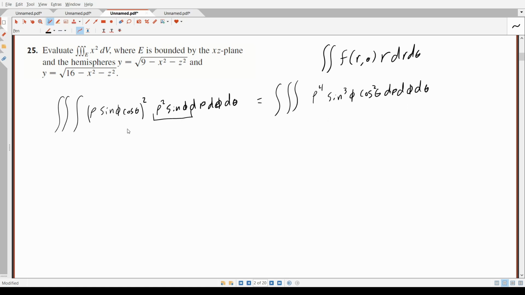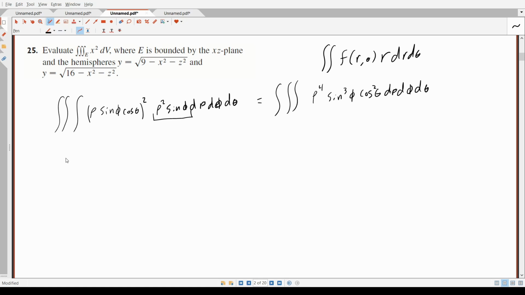Okay, now the hard part of these problems is actually coming up with the bounds. Here it describes we're integrating over the domain E, where E is bounded by the xz plane and the hemispheres, right? So this is a half sphere. y equals square root of this, and y equals this.